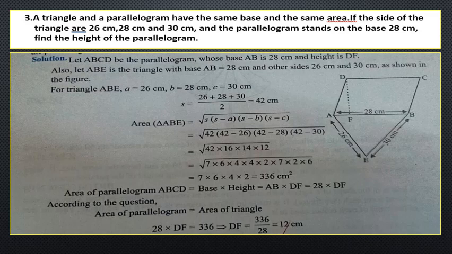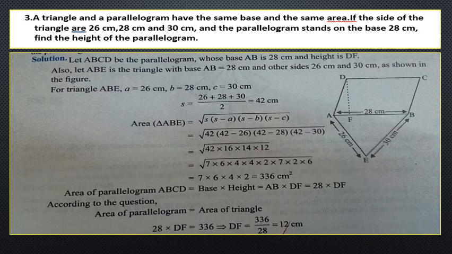Now area of triangle ABE is equal to square root of S into S minus A into S minus B into S minus C. Now we can substitute the above values. Therefore, the area of triangle ABE is equal to square root of 42 into 42 minus 26 into 42 minus 28 into 42 minus 30.